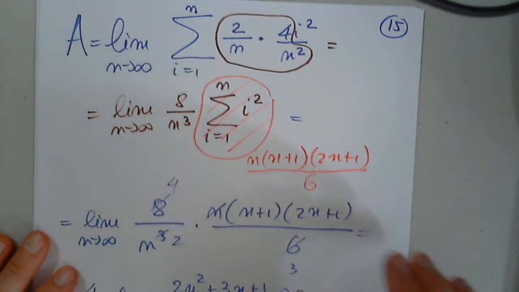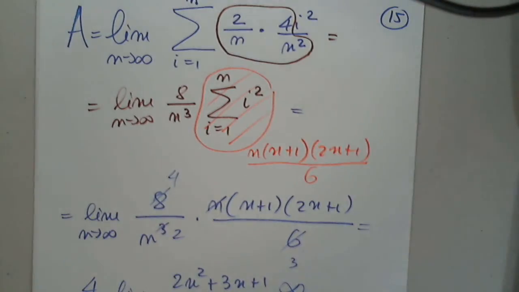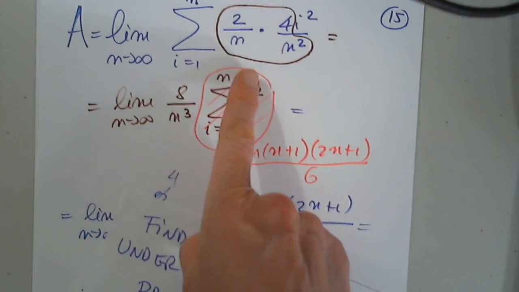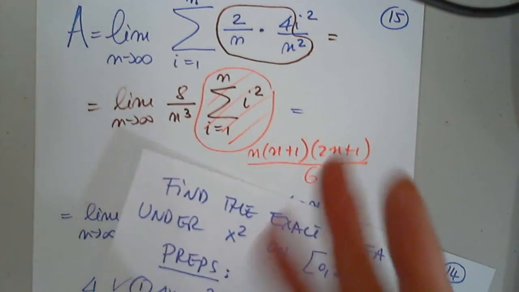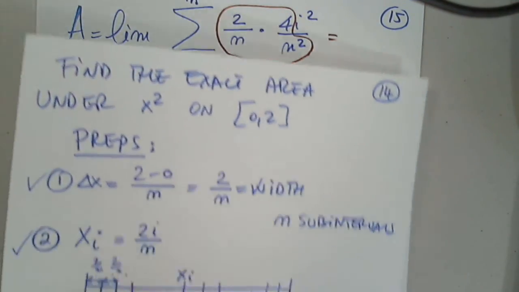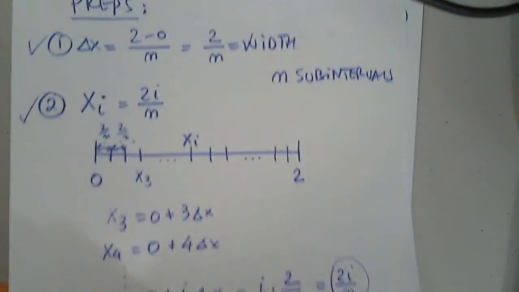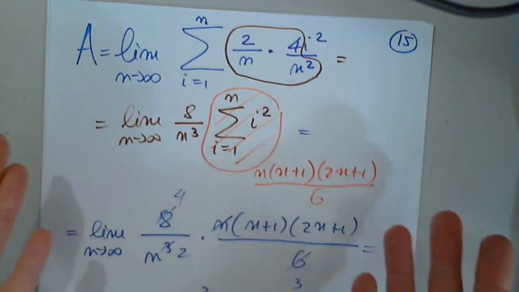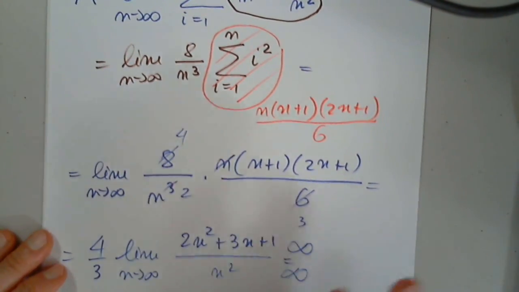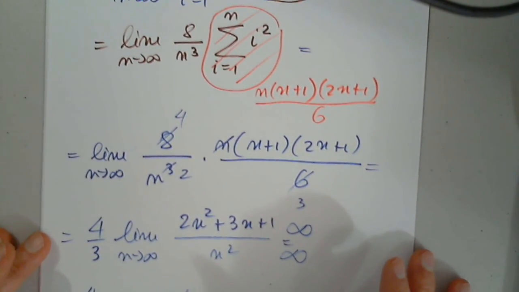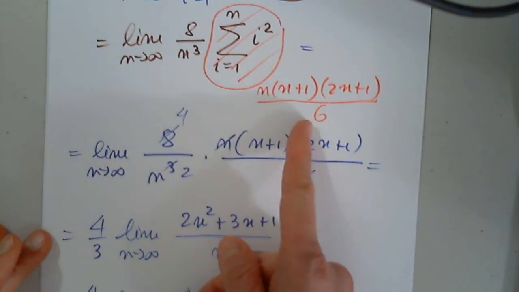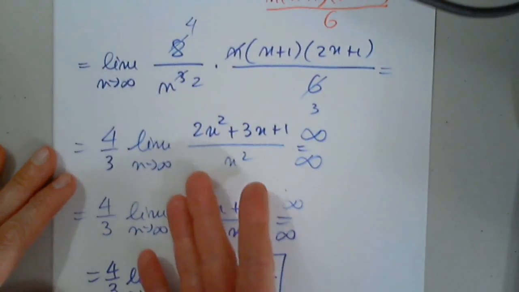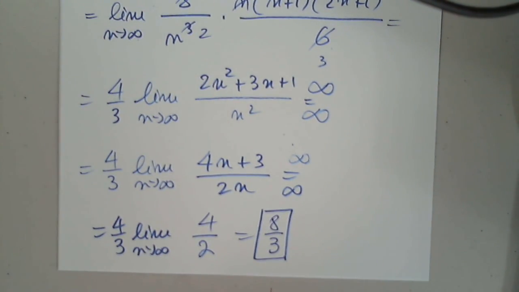So we took the preps. We need these three steps first before we put everything together, because otherwise the calculations become more cumbersome. So always determine the preps, put it together, take the constant out. We're going to look at more difficult examples. This was the easiest possible. And then we replaced what we know, the sum of i squared from i equals 1 through n. And this was just a rational function to find its limit.